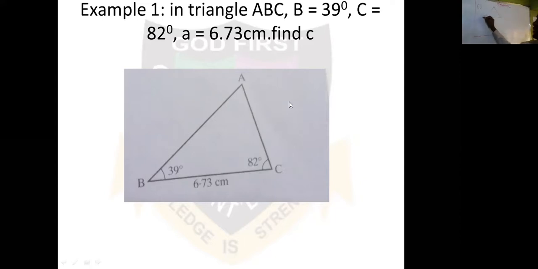So this is our B, this is our A, and this is our C. 82 degrees, 39 degrees, 29 degrees, then 6.73 centimeter. So we are asked to find small c. If you're looking for small c, it's very simple. So I will go over to the marker board now.